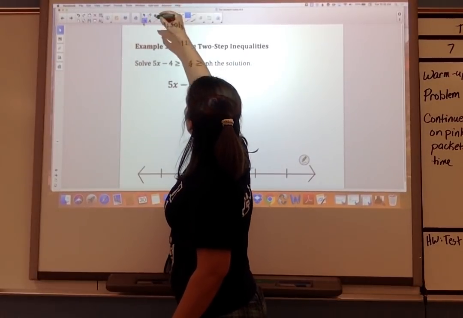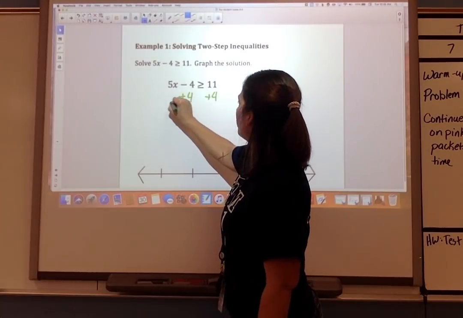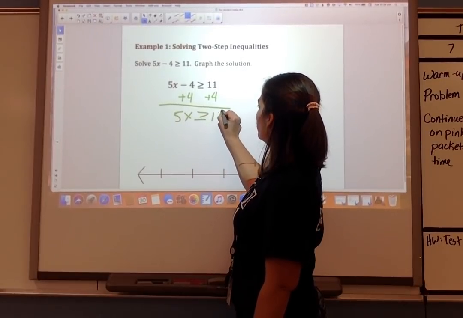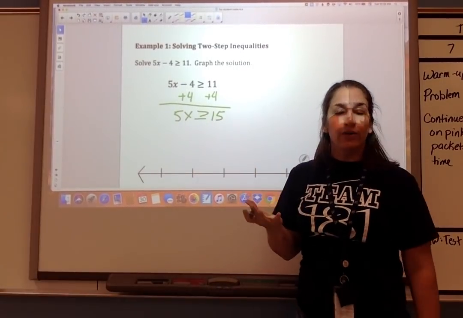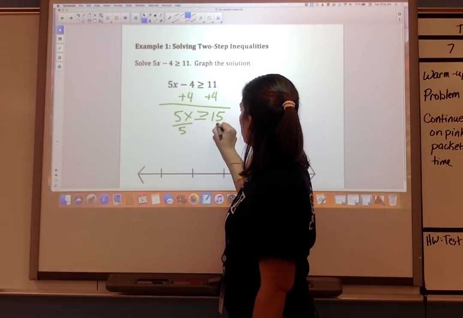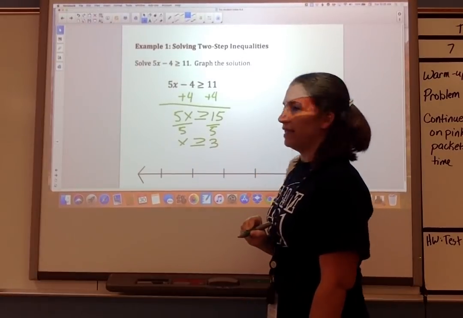Okay. Add 4 to this side. Add 4 to this side. We get 5x is greater than or equal to 15. Now to get x by itself, we need to divide both sides by 5. And we get x is greater than or equal to 3.